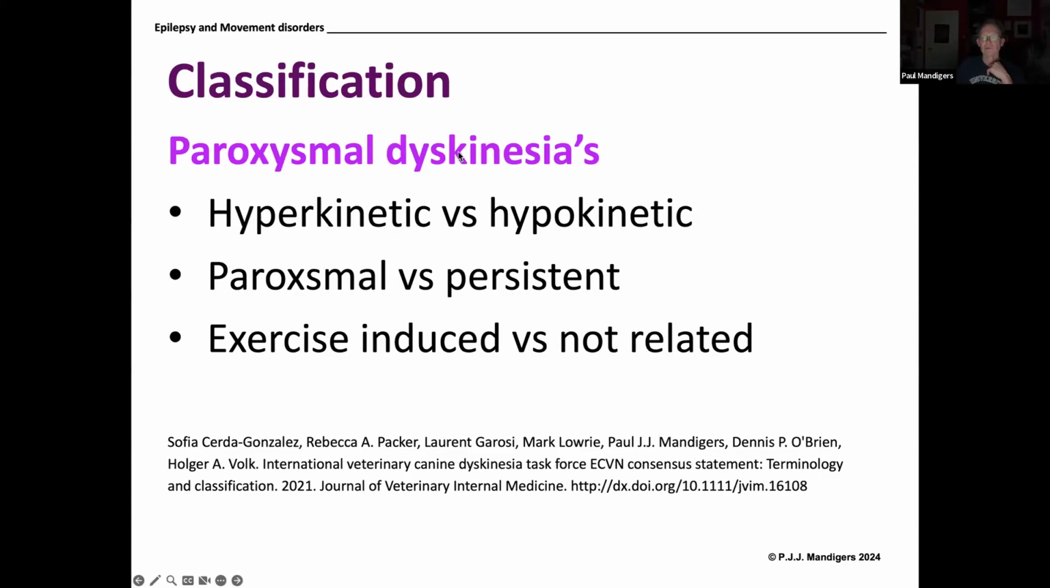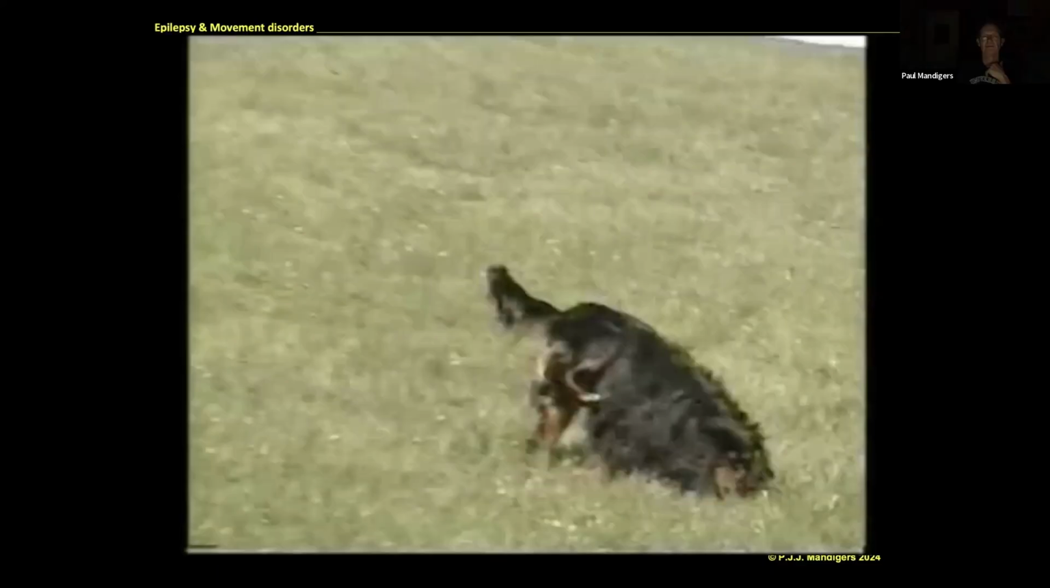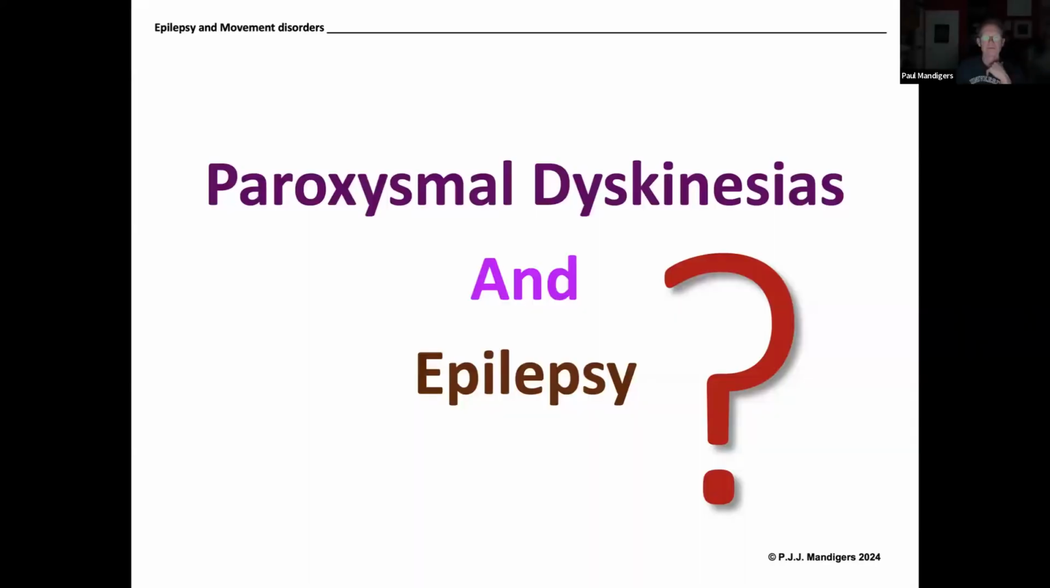If we are talking about paroxysmal dyskinesias, they are either hyper or hypokinetic. They are either paroxysmal, so suddenly there, suddenly gone, or persistent, and they can be related to exercise or not. If you just keep this in mind, then you can always deal with them. So let's go back.